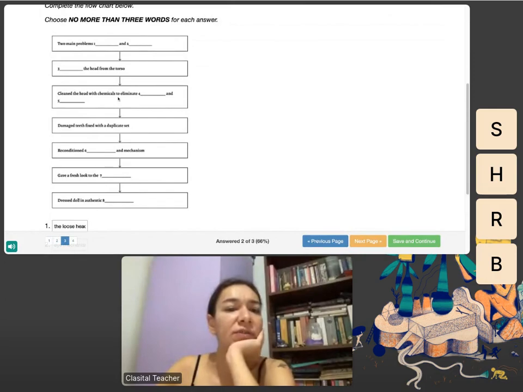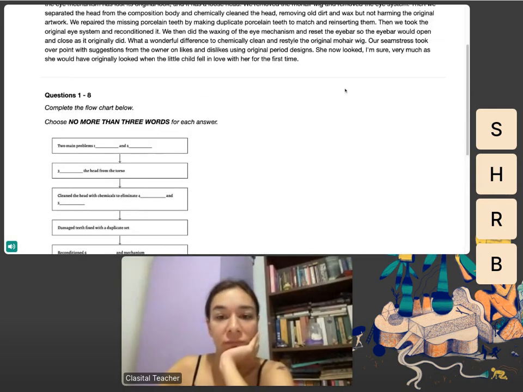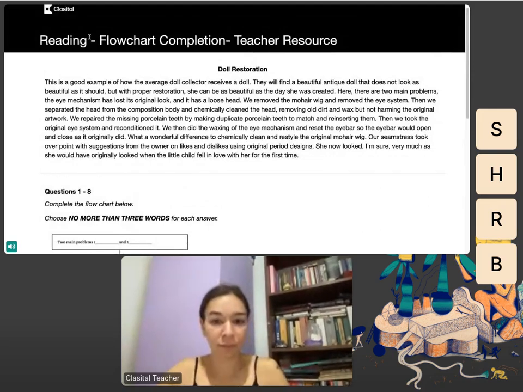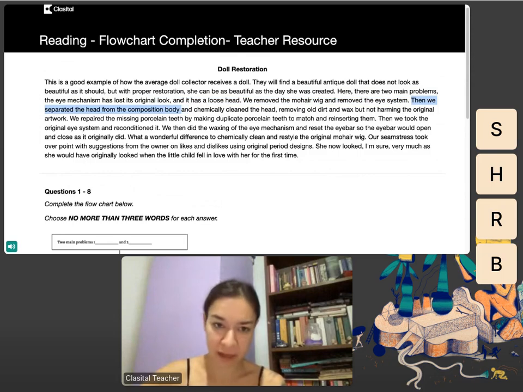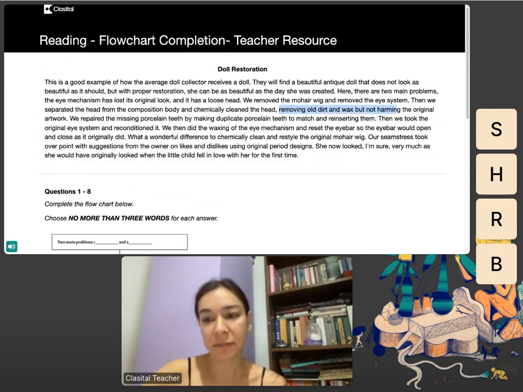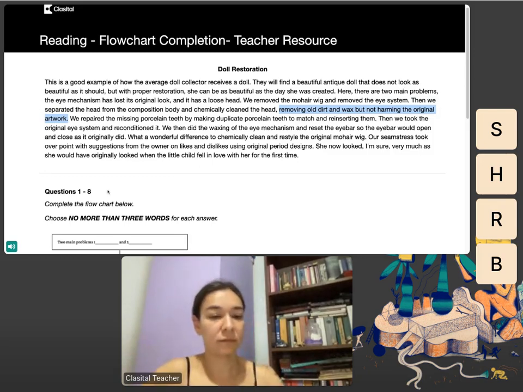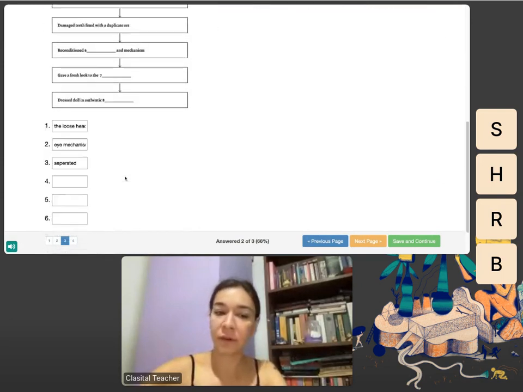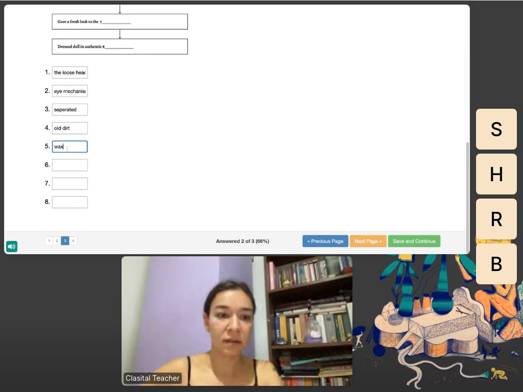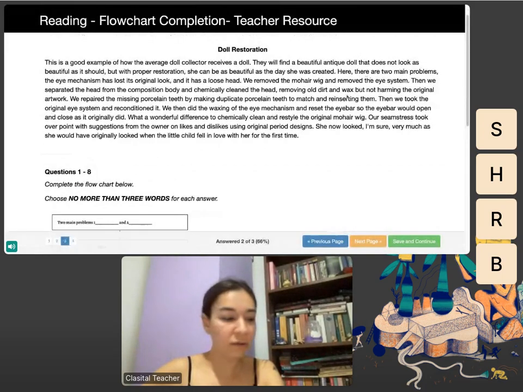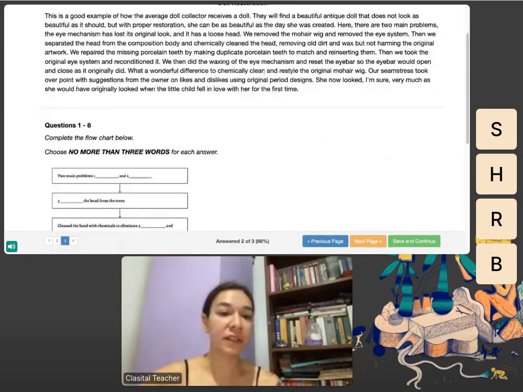4, clean the head with chemicals to eliminate something and something. Okay. Then we separated the head from composition body. Okay. And chemically clean the head, removing all dirt and wax, but not harming the original artwork. Okay, my answer lies here. Do you know what is the answer? Dirt and wax? Very good. Let me see. Dirt and wax. Did I write it correctly? Yes. Okay, let's continue.